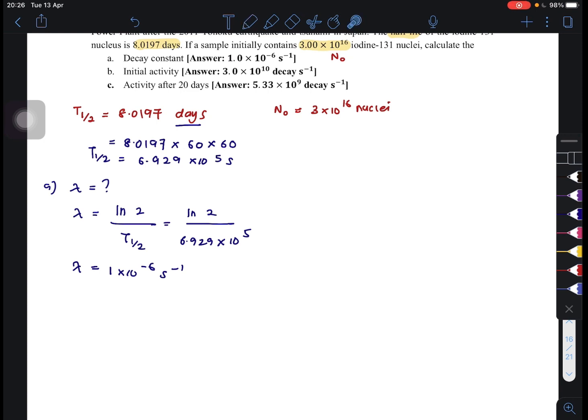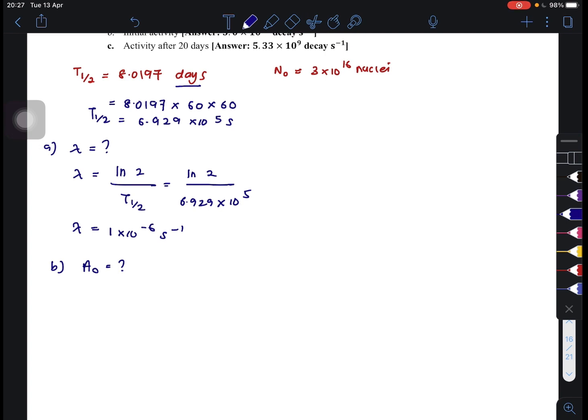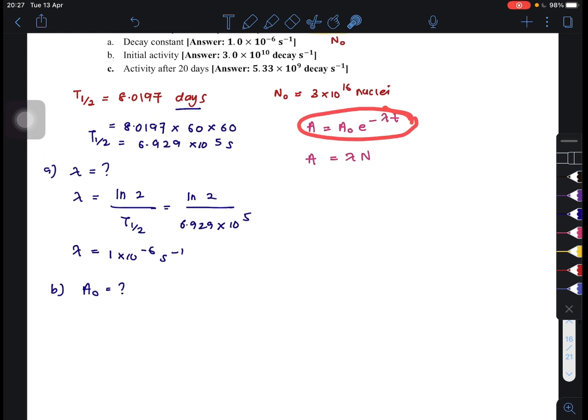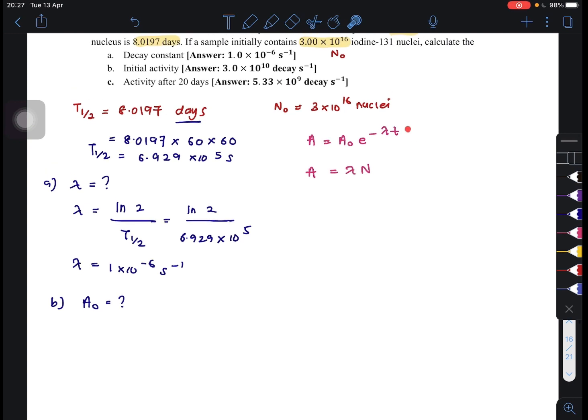Okay, so next question is the initial activity. So initial activity is A0. So in order to find A0, we have two formula that we can use. Either we use this formula, A is equal to A0 E negative lambda T, or we can use the activity formula, which is A is equal to lambda N. Okay, kalau kita gunakan this one, usually kalau kita gunakan this one is when it's given a condition. Atau maksudnya condition dekat sini adalah if it's given that T is equal to something. But we are not given the condition, so we cannot use this formula. So instead we are going to use this one.